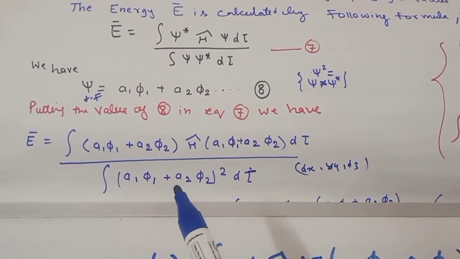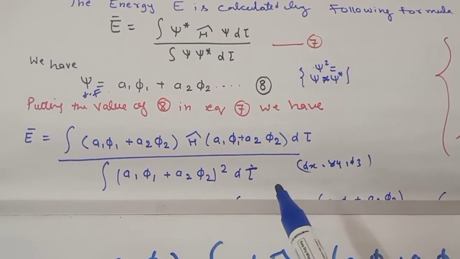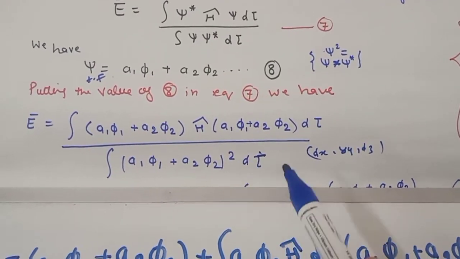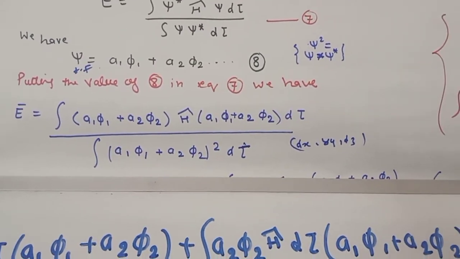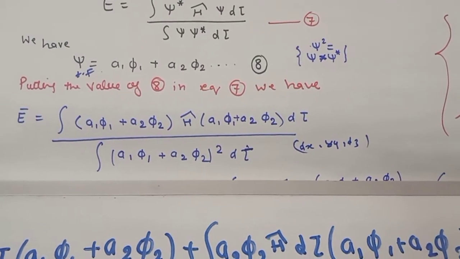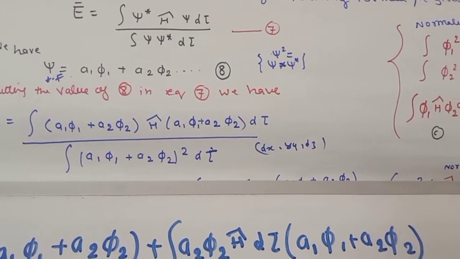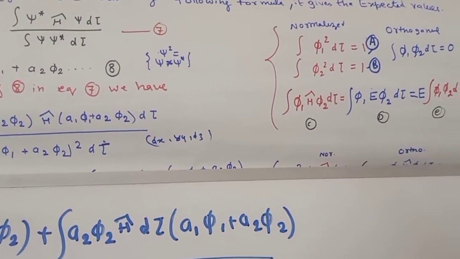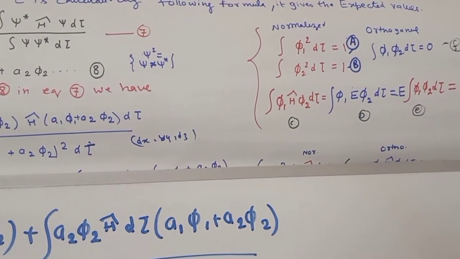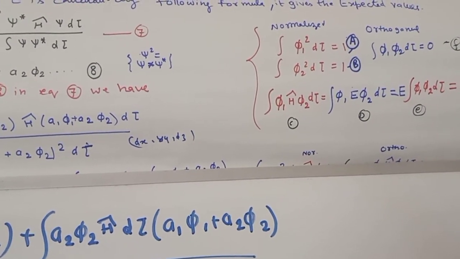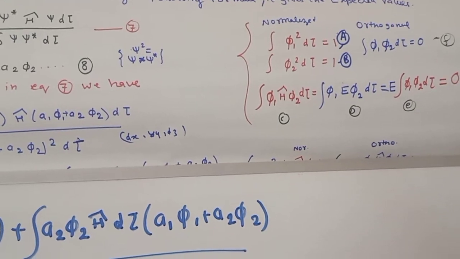So (a1 phi 1 plus a2 phi 2) whole square d tau. We already discussed that d tau is a small volume in the space, and it is considering all the three axes, that is our dx, dy, dz. So here I have written the values which functions will be orthogonal and which functions will be normalized. We will use this value later in our derivation.